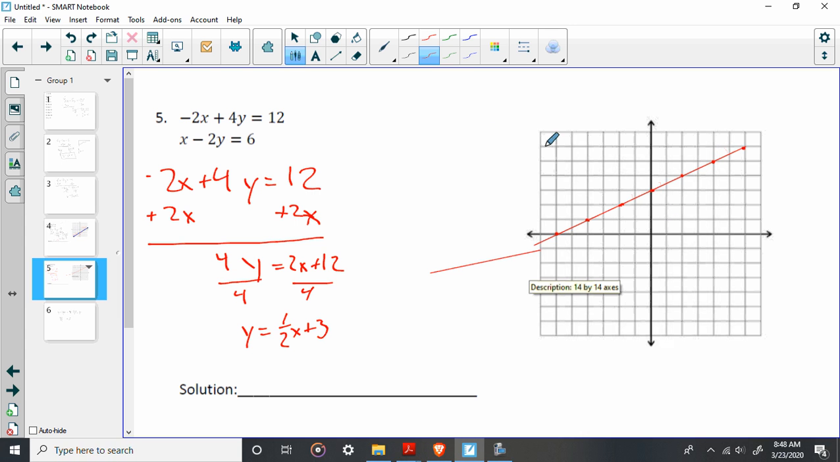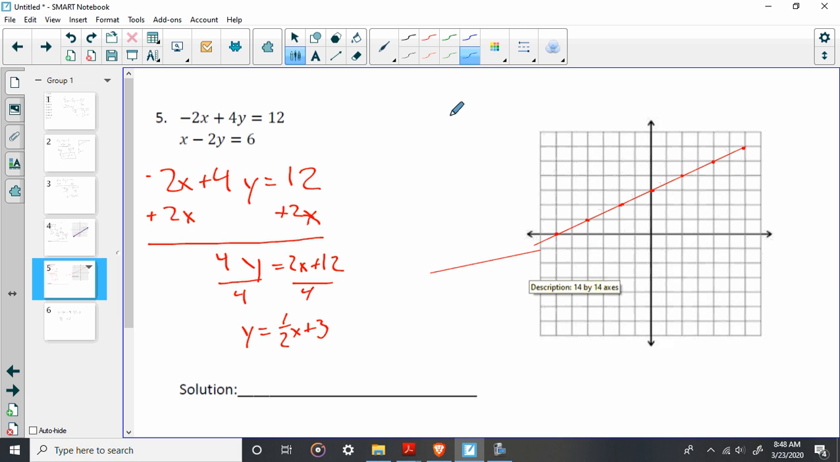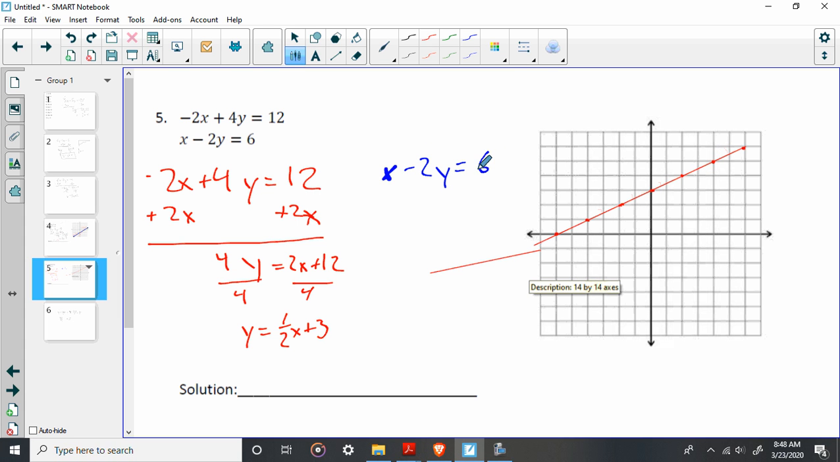Okay, and let's do this other one in blue. So x minus 2y is equal to 6. Subtract the x from both sides. Negative 2y is equal to negative x plus 6. And again, let's divide by negative 2. We'll distribute that to both, and negative 1 divided by negative 2 will be positive 1 half. And negative 6 divided by negative 2 is going to be positive 3.